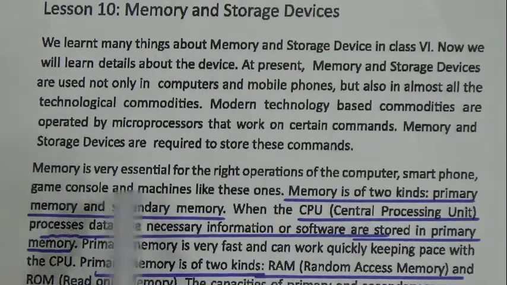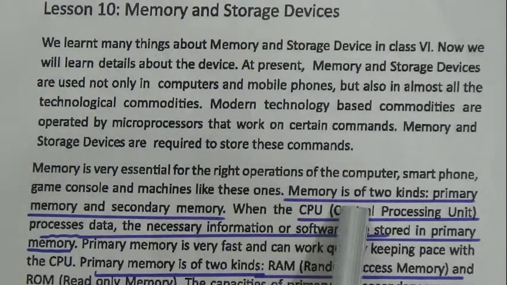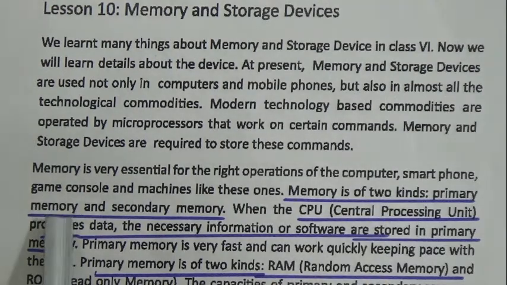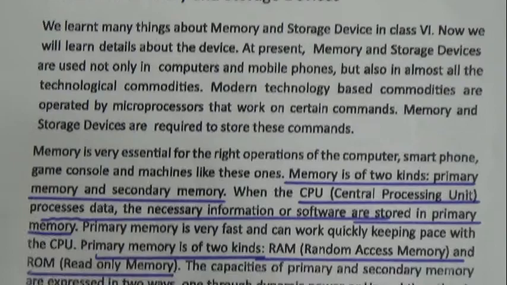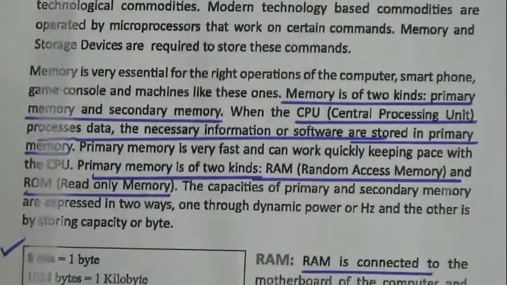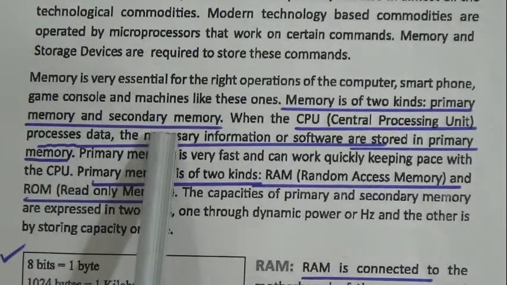Now we have to know how many kinds of memory there are. Memory is of two kinds, primary memory and secondary memory. This underlined sentence is very important for your MCQ. So memory is of two kinds, primary memory and secondary memory.